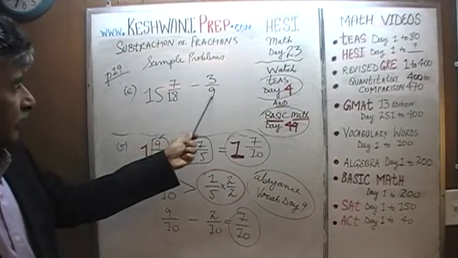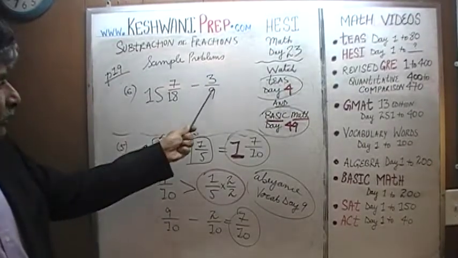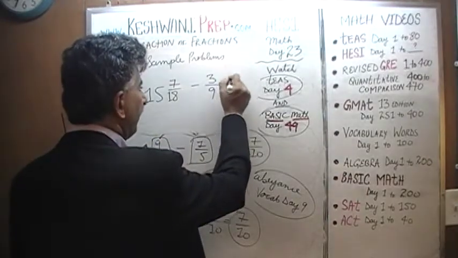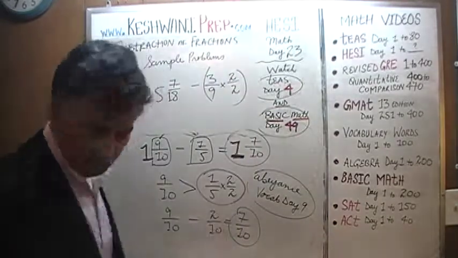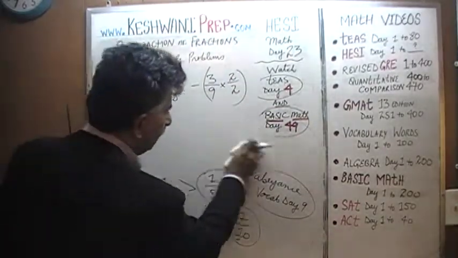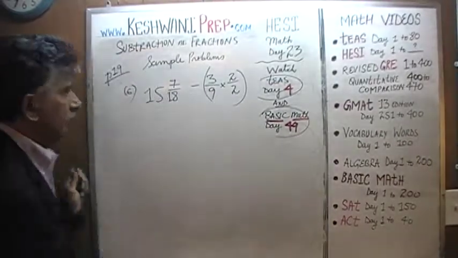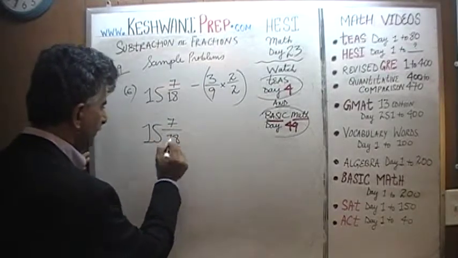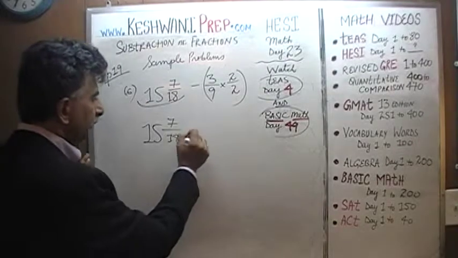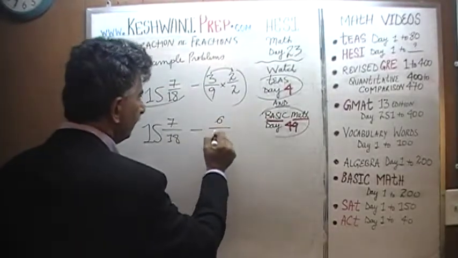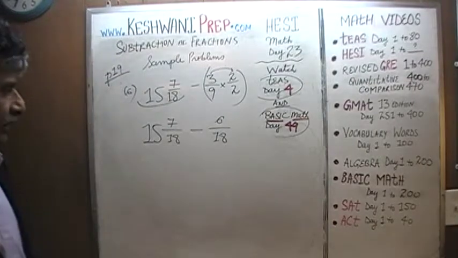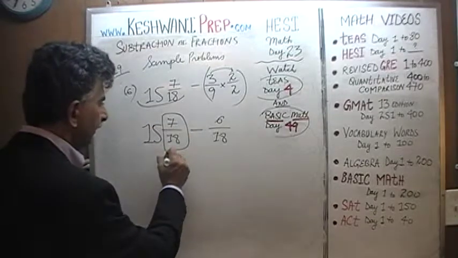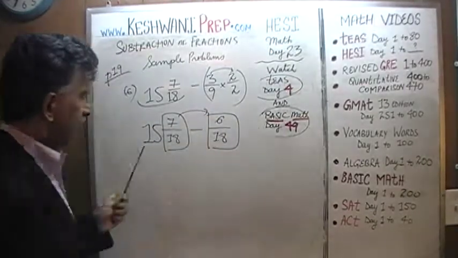We have an 18 here at the bottom. If we can convert this into an 18, then we can see whether this quantity is less than or more than that quantity. How can we convert 9 into an 18? By multiplying top and bottom by 2. So what we end up with is 15 and 7/18, which is given to us here, minus 3 times 2, which is 6/18. Now we have the same denominator, and we are able to see immediately that 7/18 minus 6/18 is just 1/18.